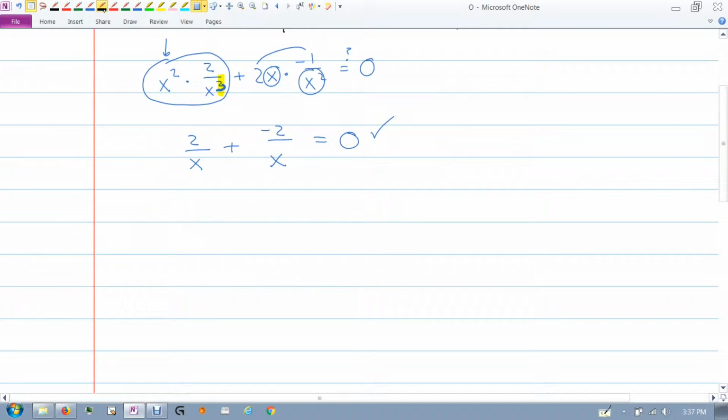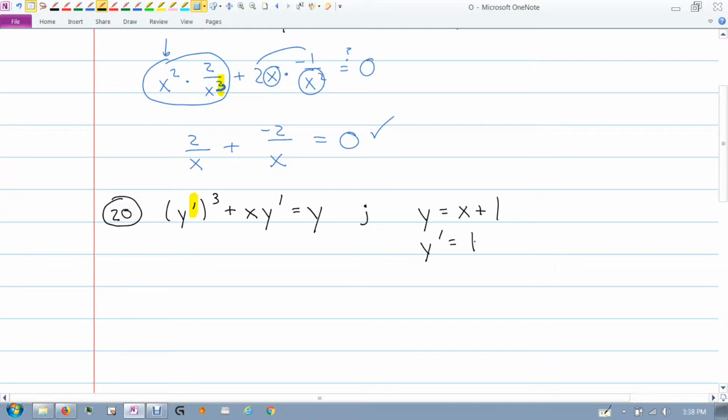Okay, taking a look at number 20. y prime cubed, nonlinear, plus x y prime equals y, and the function we're given as y is x plus 1. So I'm only going to need a first derivative here, but I'm going to have to cube it when I'm done. But that's not that big of a deal because the derivative of this function is just 1. So we're ready to roll here.